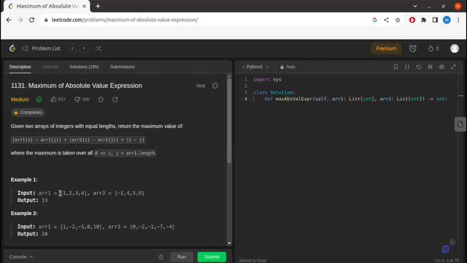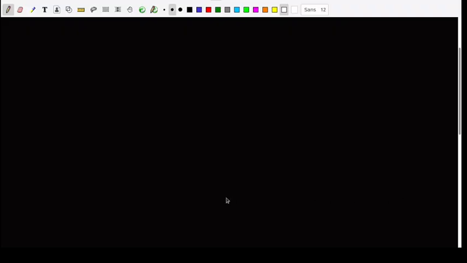Okay, so we are given two arrays, array 1 and array 2, and the length of these two arrays are same, and the objective is to maximize the value of this particular expression, which is |arr1[i] - arr1[j]| + |arr2[i] - arr2[j]| + |i - j|. Okay, so let us try to understand the problem statement further and try to work on the solution for it.